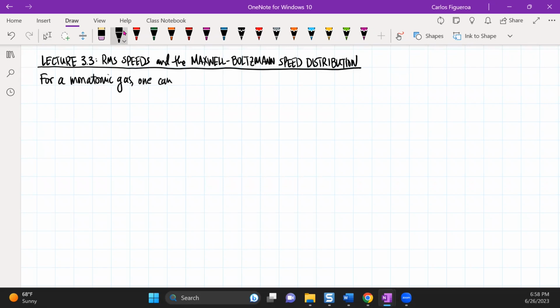one can calculate, and I've got to be careful here. Note that I said monatomic gas. One can calculate the RMS of a single gas particle.